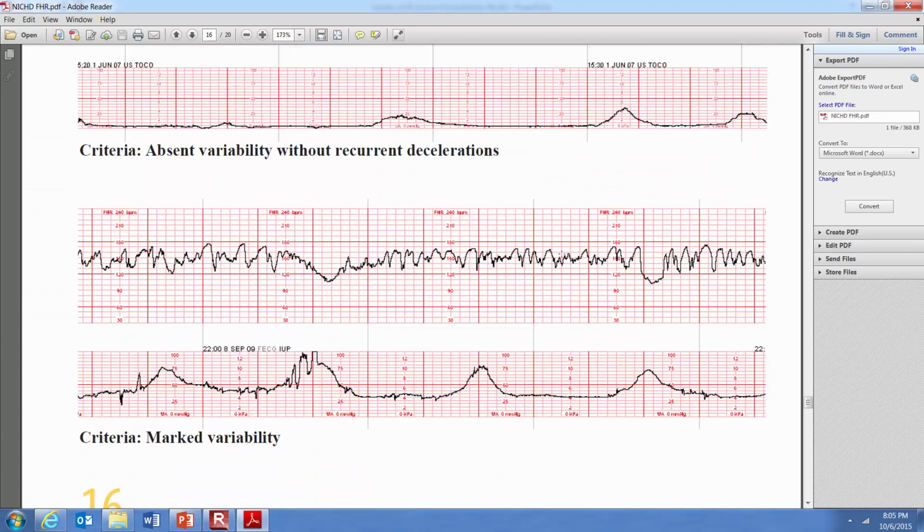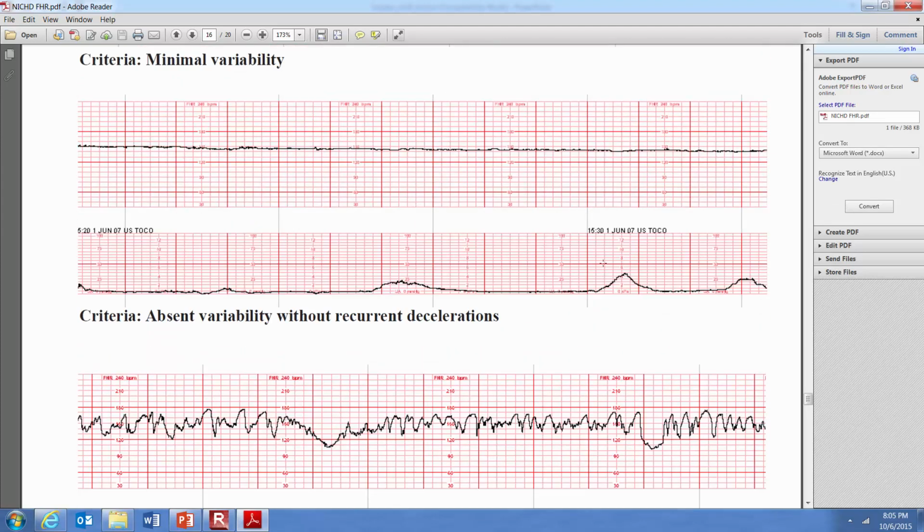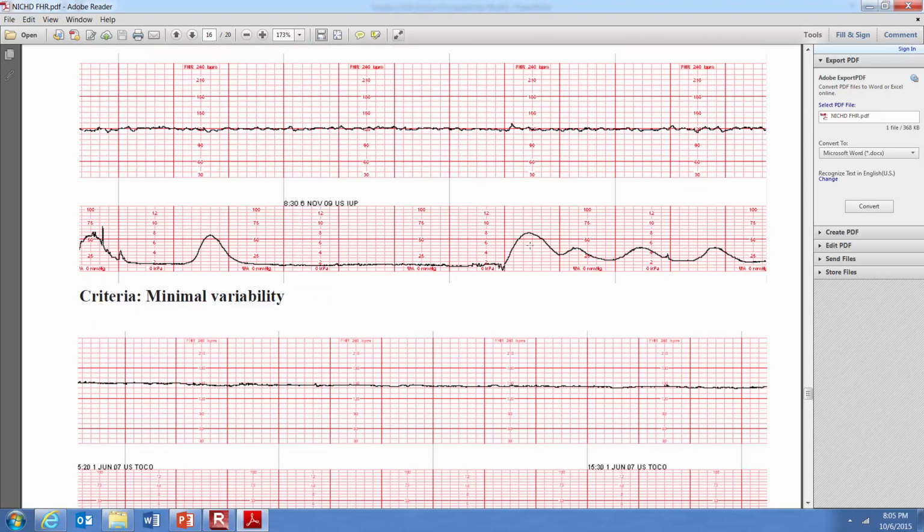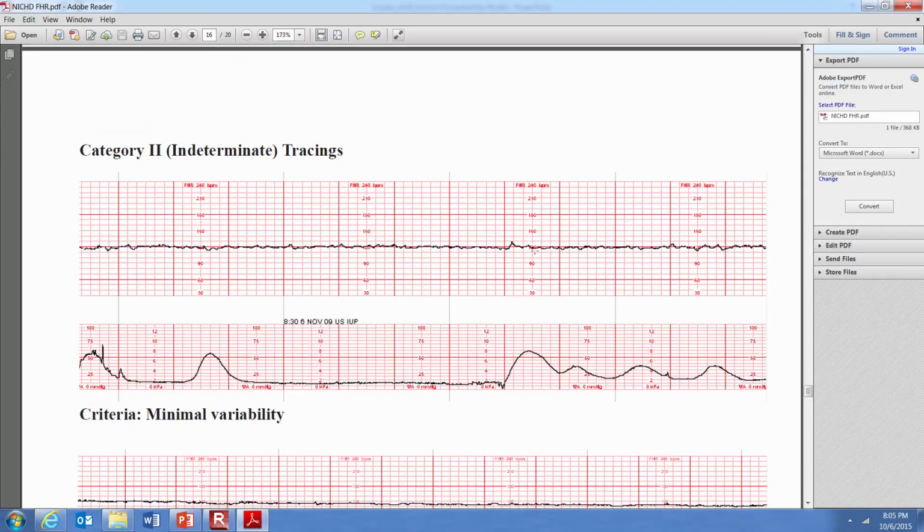All right. Here's decelerations, but I have marked variability. I can't go in category 3. This is category 2. All right. Here is absent variability. I have to have absent variability to go in category 3. However, I do not have recurrent decelerations. So what? I'm not category 3. This is a category 2. All right? Okay, so you guys get it.